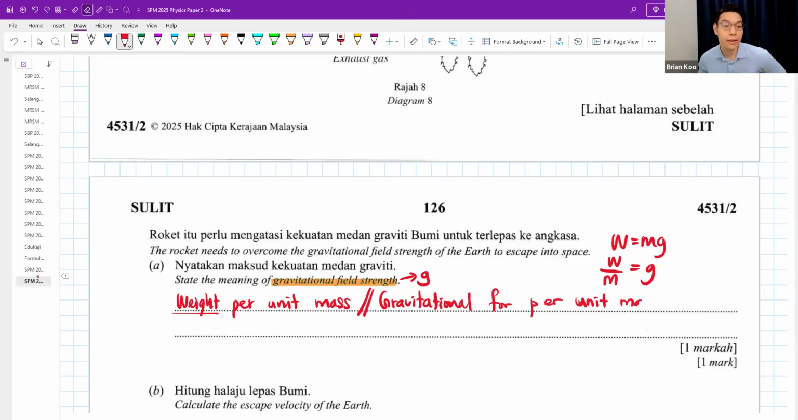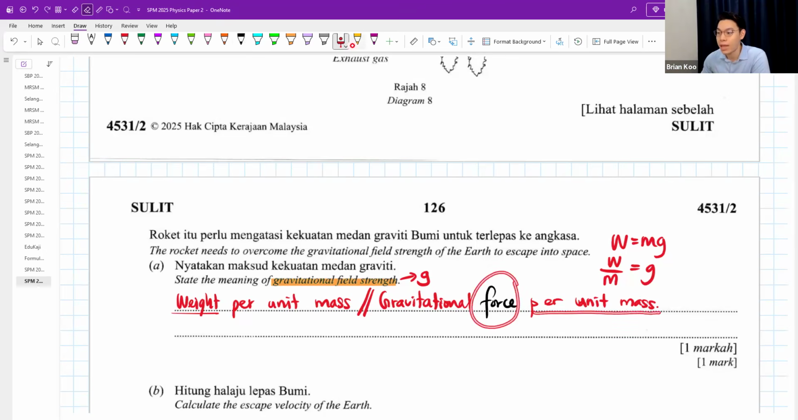Per unit means divide. Okay, something like that. You can also say it is the force per unit mass caused by gravitational. Oh, I forgot a word, force. You can say it is force. Sorry, I wrote wrong. Okay.